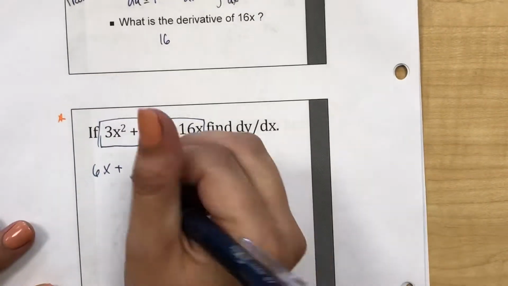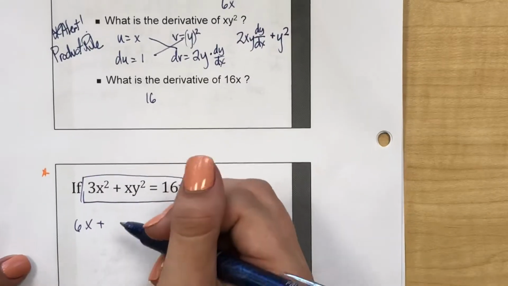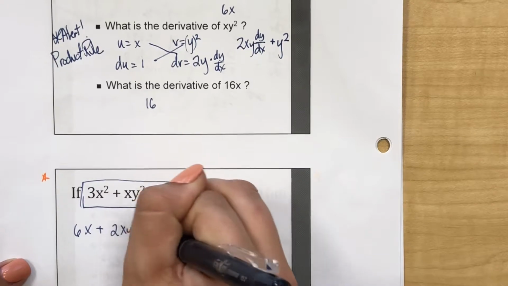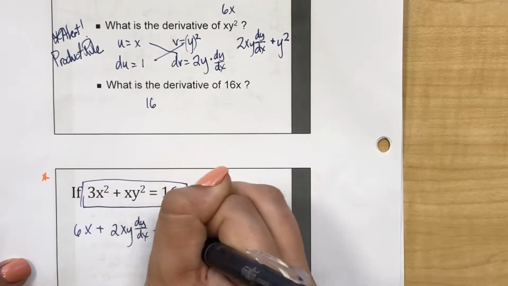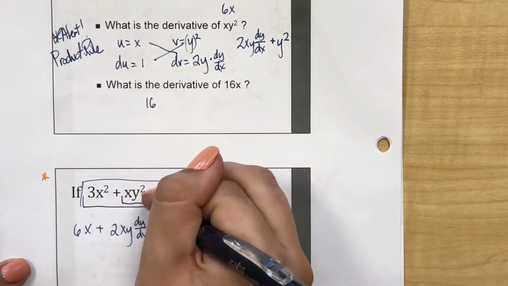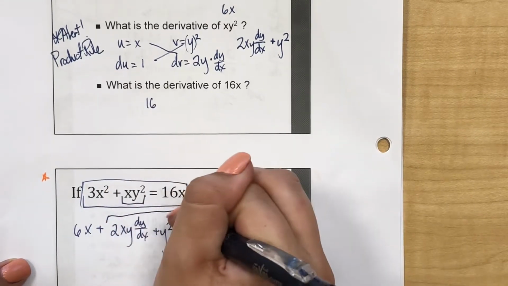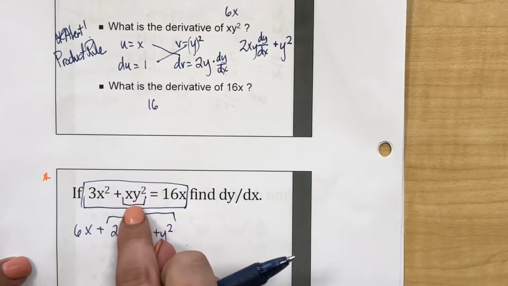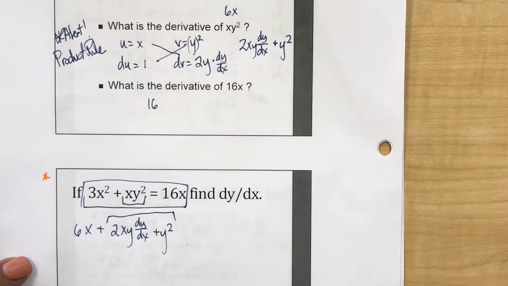So I'm going to put that down here. So plus 2xy dy dx plus y squared. So this derivative is all of this, because I have to use the product rule. Why do I have to use the product rule? Because this is multiple variables in the same term being multiplied together.